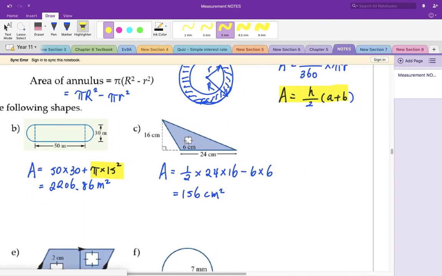Question C, you're finding the shaded area, and we see it's a triangle. In the middle, we cut out a square. If you're cutting out anything, that means you're taking it away. So the whole thing is the triangle, half times base times height. The base, it tells you it's 24, and the height is 16. It doesn't matter if the height is outside. As long as it gives you these measurements, that's what you use. So half times 24 times 16 minus the square in the middle, 6 times 6.